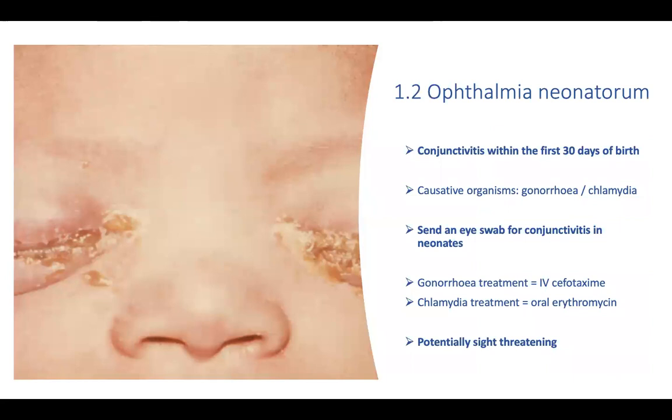A condition to be aware of is ophthalmia neonatorum, which is conjunctivitis within the first 30 days of birth. Common organisms are gonorrhea and chlamydia. Gonorrhea tends to be more aggressive with more discharge. It is important to send an urgent eye swab and to speak with microbiology. Generally speaking, the treatment for gonorrhea is IV cefotaxime, whereas the treatment for chlamydia is oral erythromycin. This is a potentially sight-threatening condition, so if you're unsure about anything, escalate to a senior.